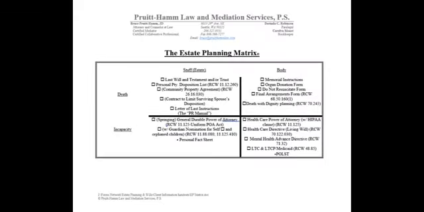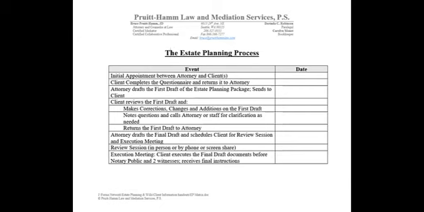We just want to show you very quickly that we also have an estate planning process that we go through, and this is just the initial appointment where we'll describe these things, pick out which documents you want, and then we get you a questionnaire that you fill out, an estate planning questionnaire, which helps to do the inventory. Then we'll draft the first draft, send it to you. You review the first draft, you make corrections, changes, and additions, and then note any questions, return that draft. The attorney drafts the final draft, schedules the client for a review session if necessary, and then also the execution or signing meeting.